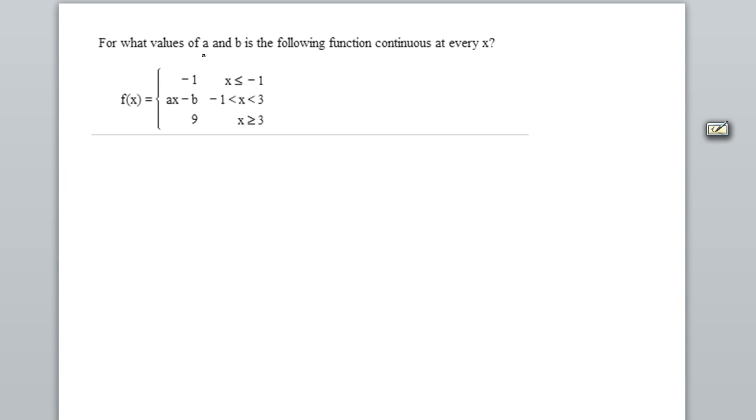For what values of a and b is the following function continuous at every x? And so what we need is to have the function continuous everywhere. The best thing to do when you have a piecewise function like this is to use a number line to basically define the different parts of the function.